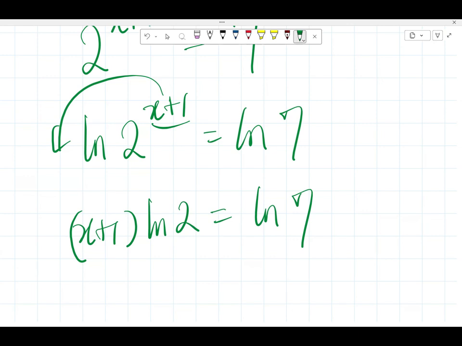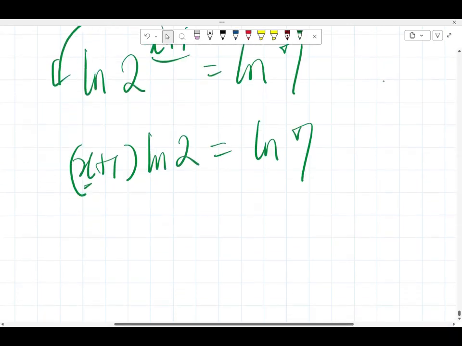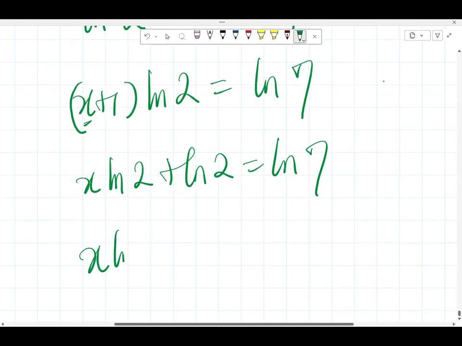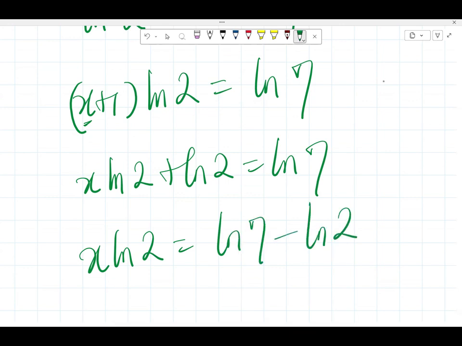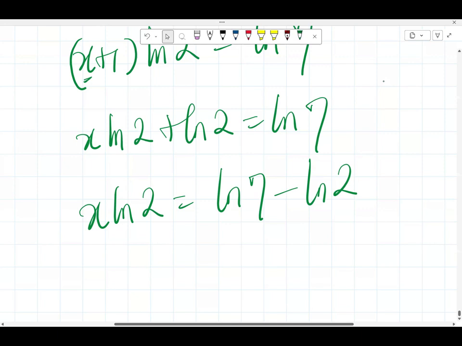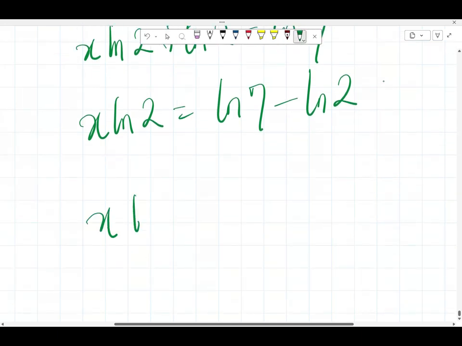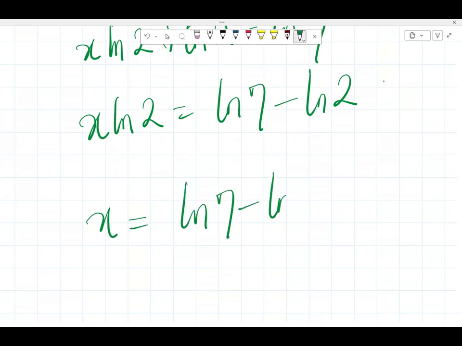And what exactly we want here is to solve for x, right? So you can expand the left-hand side. You have x times ln 2, that's x ln 2. Then 1 times ln 2 is ln 2. That is equal to ln 7. So now we have x ln 2 equals ln 7 minus ln 2, if you collect like terms. So that then means you divide through by ln 2. So x is equal to (ln 7 minus ln 2) all over ln 2.